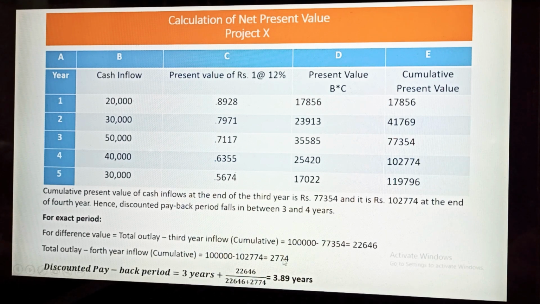27,774 value, this is in the minus, it is exceeding. So now their formula, discounted payback period is equal to 3 years. Already you know that it is between these 2 years, so 3 years already it is there. 3 years plus you have to take the first difference value of third year divided by difference value of third year plus difference value of fourth year. You have to add up both and you can find the value is coming 3.89 years. So this is the exact time for discounted payback period.